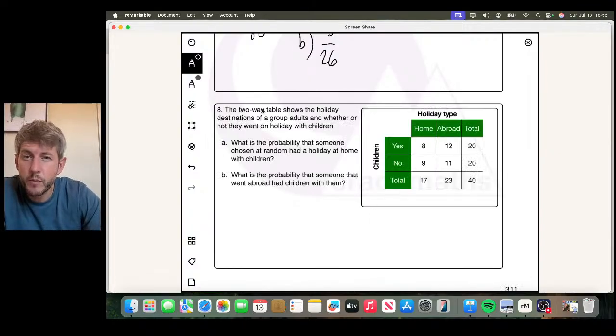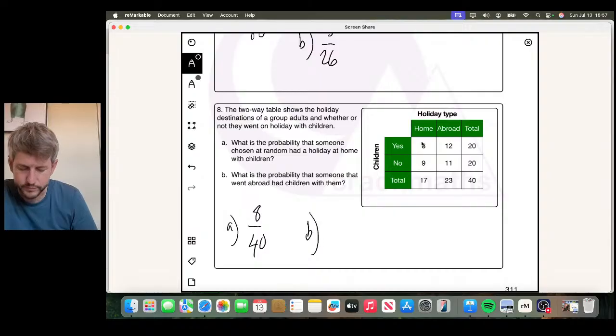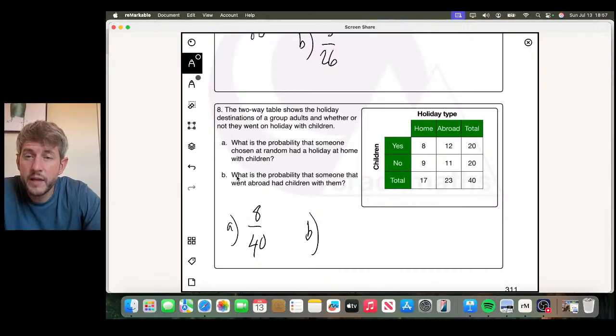Question 8. The two-way table shows the holiday destinations of a group of adults and whether or not they went on holiday with children. A. What is the probability that someone chosen at random had a holiday at home with children? So chosen at random, so that's out of the whole thing. At home with children, home here, children here. So 8 out of 40 people had holidays at home with their children. Letter B. What is the probability that someone went abroad, had children with them?